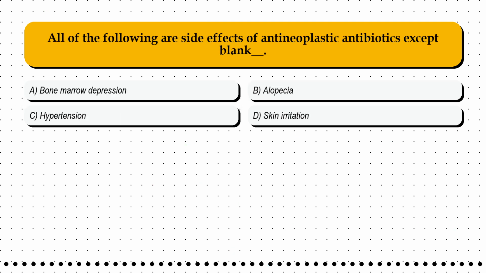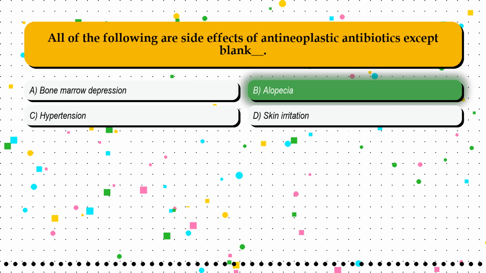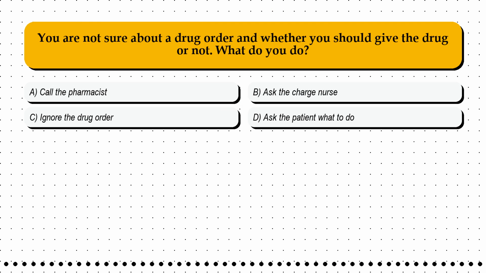Question 325. All of the following are side effects of antineoplastic antibiotics except blank blank. Option A. Bone marrow depression. Option B. Alopecia. Option C. Hypertension. Option D. Skin irritation. The correct answer is option B. Alopecia.